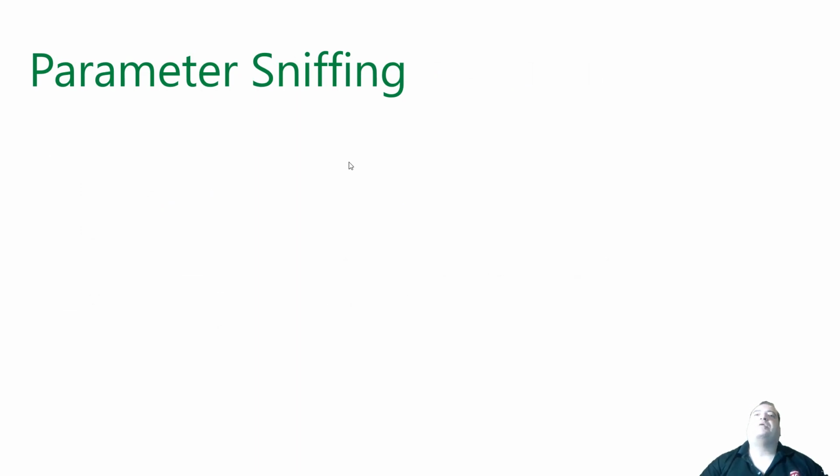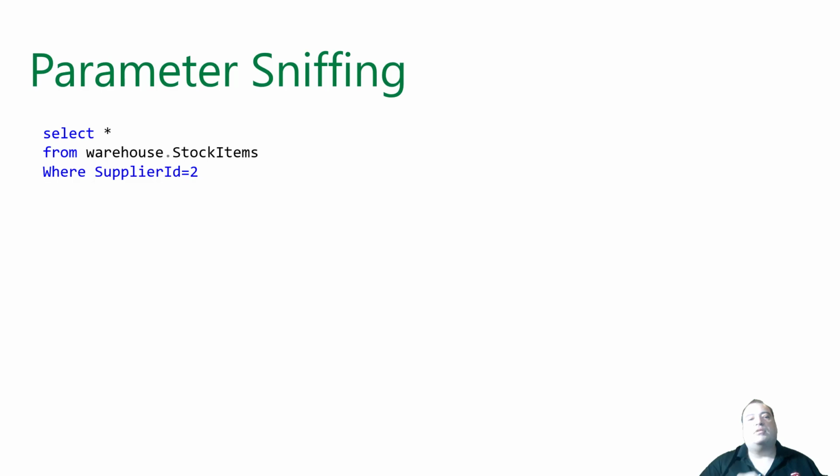Then comes parameter sniffing. Parameter sniffing is the natural result when we parameterize a query over a column which is not evenly distributed. What happens? Exactly this example. Select from stock items where supplier ID equals 2.